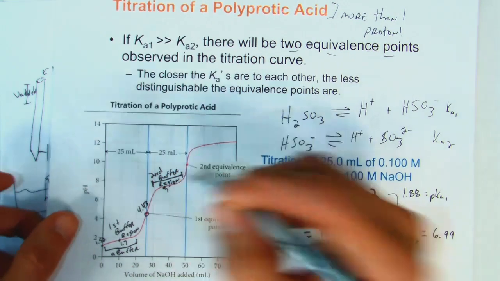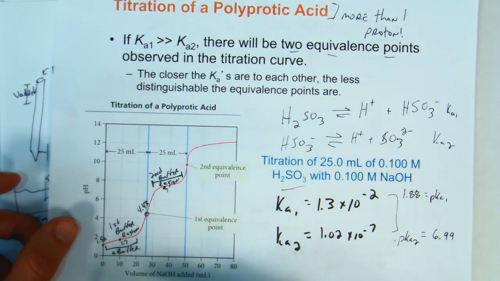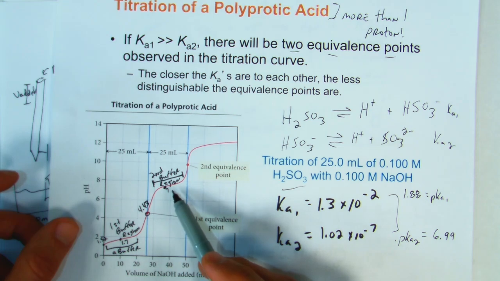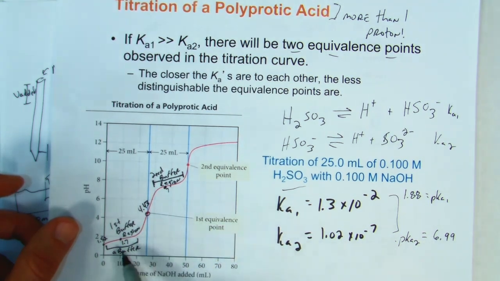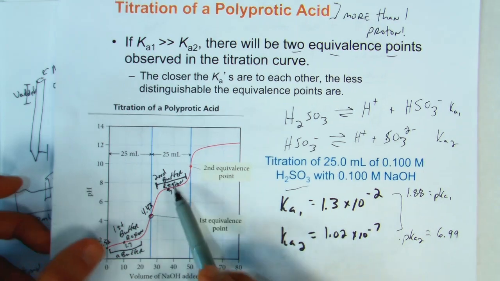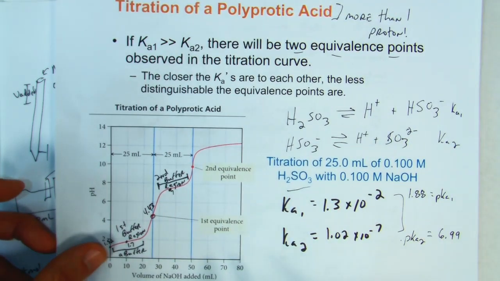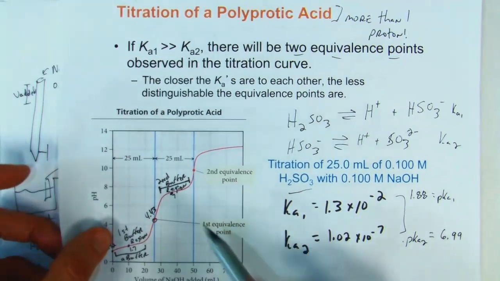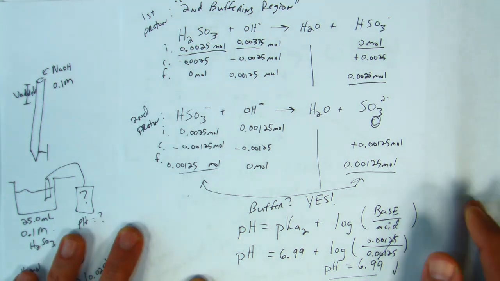My second buffering region. First buffering occurs prior to the first equivalence point, and my second buffer region occurs between the first and second equivalence points. This involves removal of the first proton. This involves removal of the second proton. But in either case, because we have a buffer, we can use the HH equation, okay? Alright, so that's my pH after 37.5 milliliters has been drained into the container. Got that one.